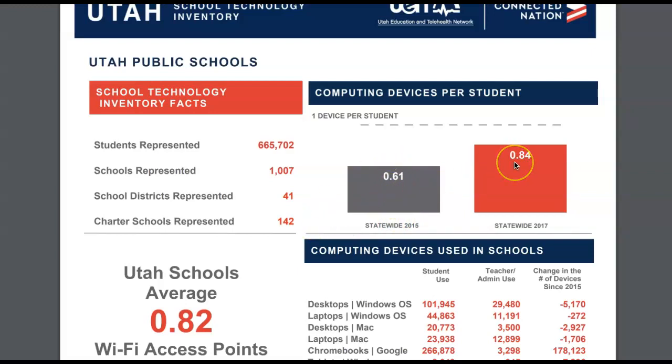So you can see that there was a dramatic increase in the number of computing devices available across the state. And these numbers that we're seeing, when we look at 0.84, that means that there's not quite one device per student. Okay, so if we see that bar of one device per student right there, we're a little bit below that across the state. And of course, this is an average, so we're going to see more at some schools and fewer at others. Okay, but across the state, we have an average of 0.84 devices per student, which means not quite one for every student in our school system.